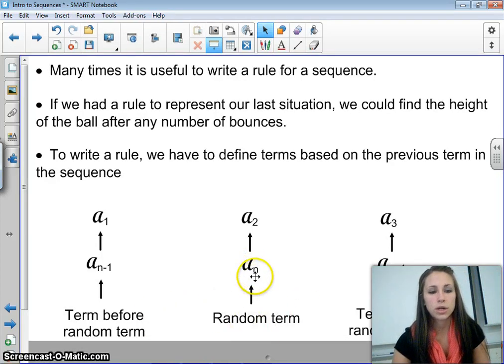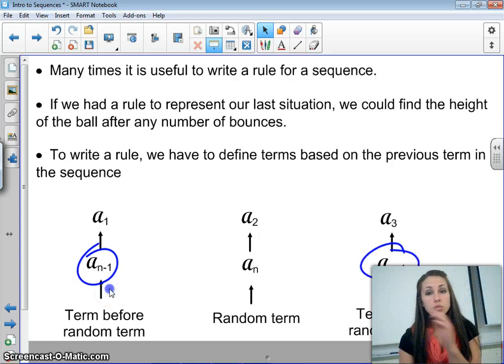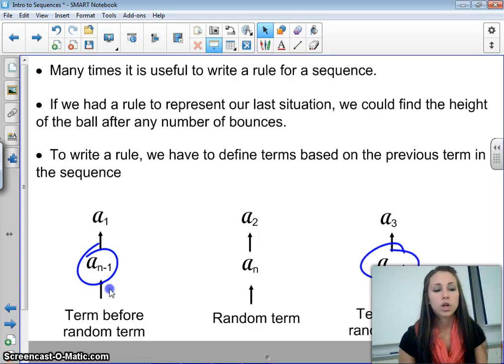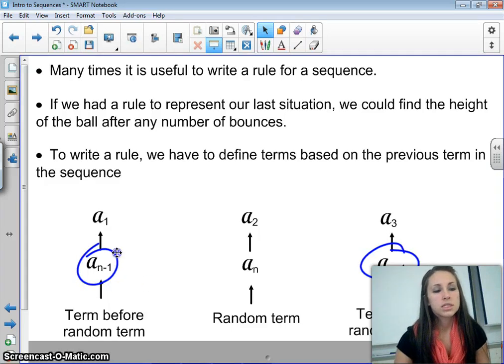So a_n is a random term. a_n minus 1 is the term before that. A3 would be the term after that, and 2 plus 1 gives me 3, so n plus 1 would be the term after the random term. And so when you see these things, that's just notation that means the term before or the term after. Most of the time, because recursive is based on a previous term, you're going to see this notation a lot in recursive formulas. You'll see the term before.